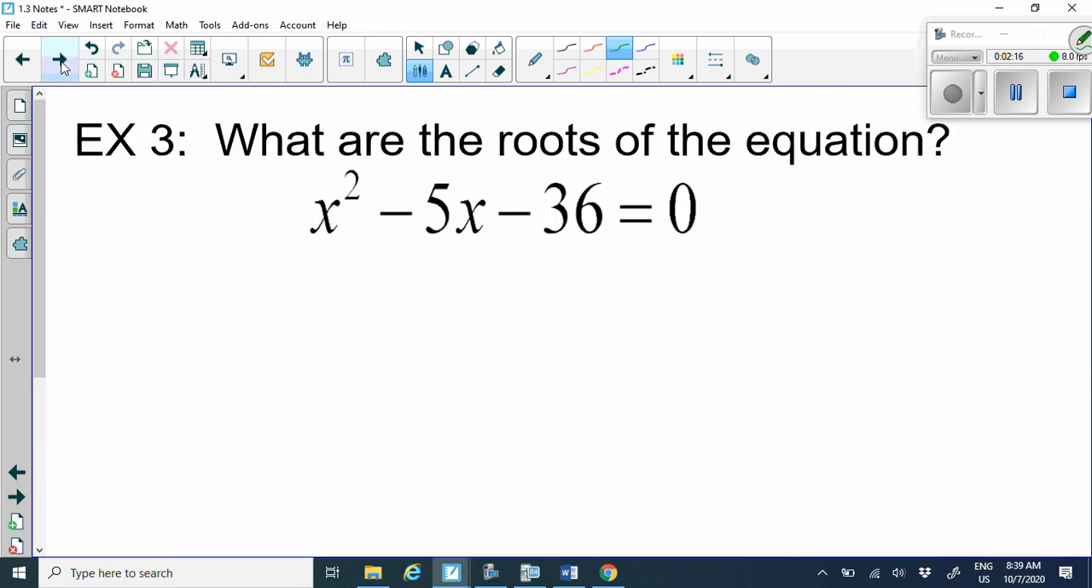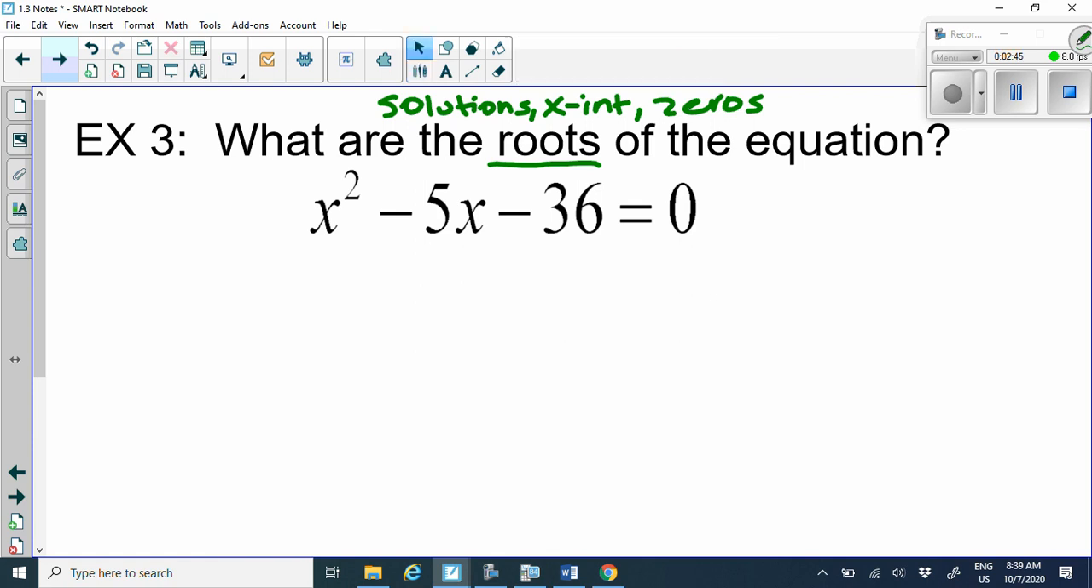Okay, what are the roots of the equation? Let's figure out what are some other names for roots. We have solution or solutions. We have x-intercepts. And we have zeros. So remember, we are solving for the x-intercepts, finding basically where the graph crosses the x-axis. Okay, first thing is we need to make sure that our quadratic is set equal to 0, and we can see that in this example. So now, what we can do is factor.